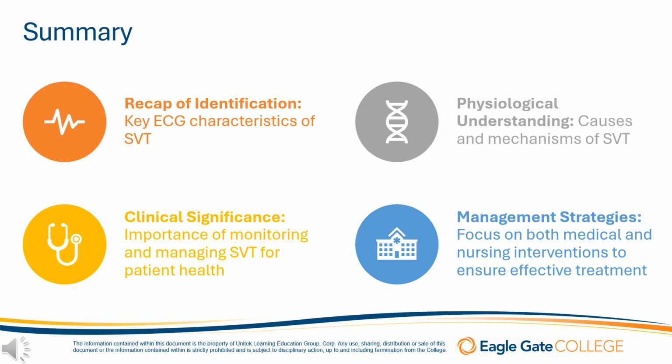The clinical significance is that we need to monitor for stability and complications. There is a risk of decreased cardiac output because the heart simply cannot pump effectively at that speed, and this does have the potential to progress to more severe arrhythmias, including atrial fibrillation or ventricular tachycardia. Medical interventions include vagal maneuvers, adenosine, beta blockers, and calcium channel blockers, or cardioversion. And as nurses, we need to assess for stability, educate on vagal maneuvers, and discuss lifestyle modifications.